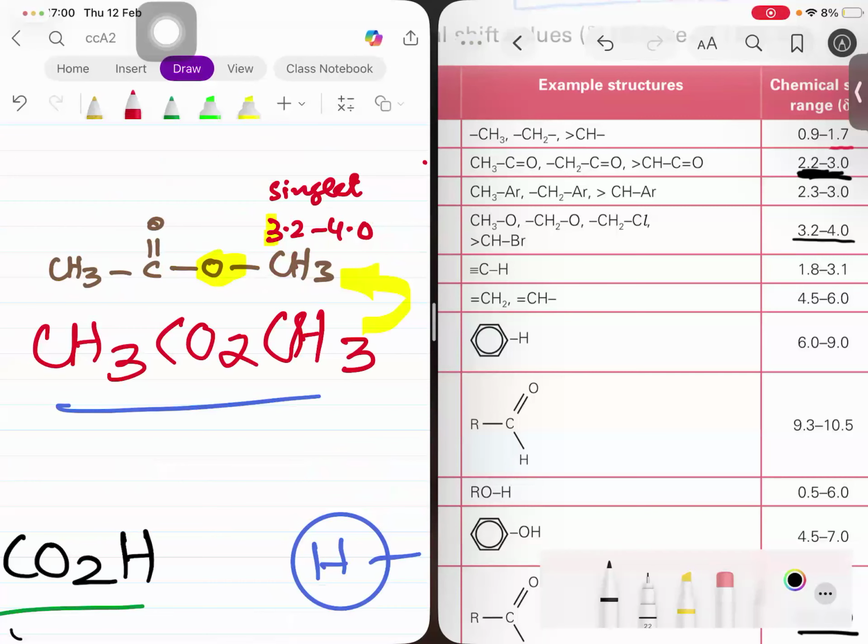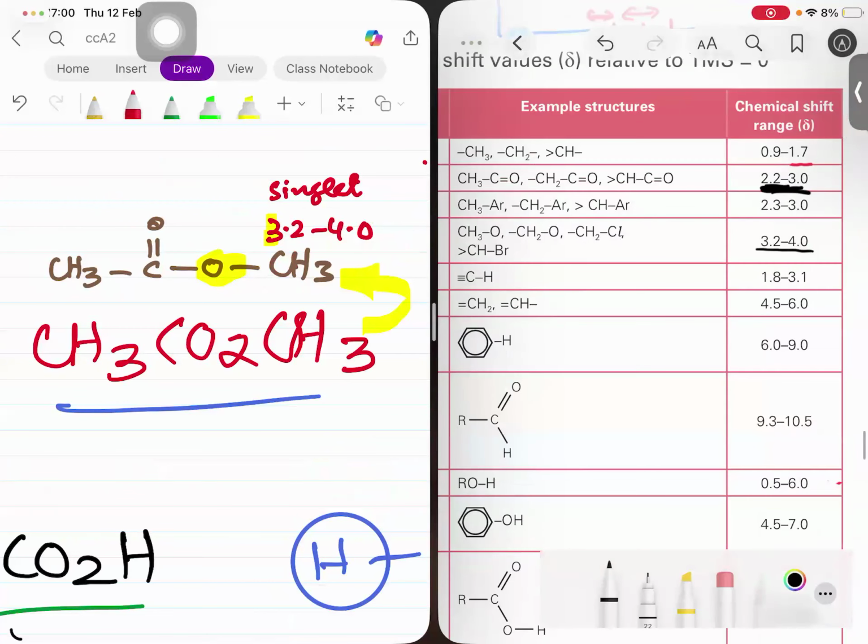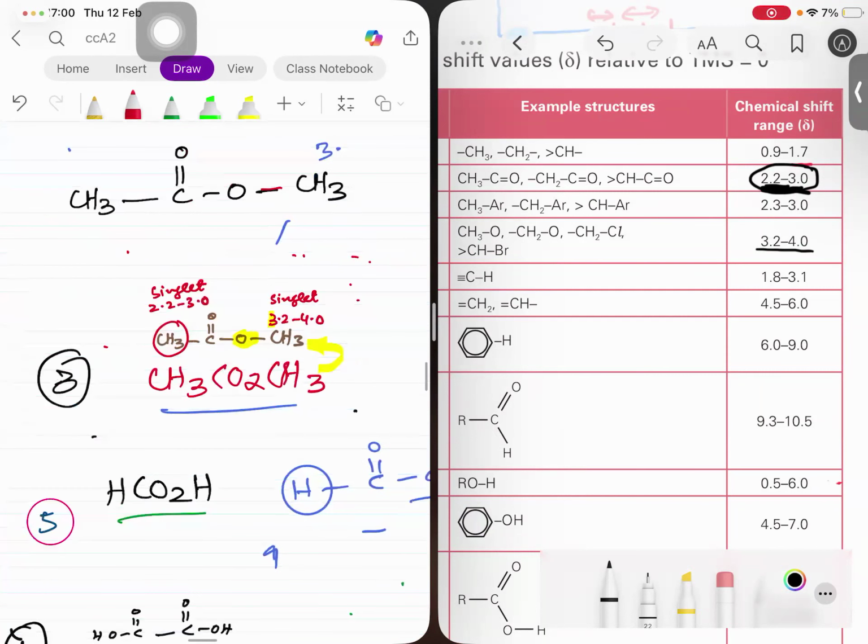And Lelma, look at this. CH3 next to CO, 2.2 to 3. This one is a singlet again, and this is 2.2 to 3. Because this is next to C double bond O. And this is a singlet again. So these two peaks. Ayla, are you clear now? Yes, sir. Okay, next one.